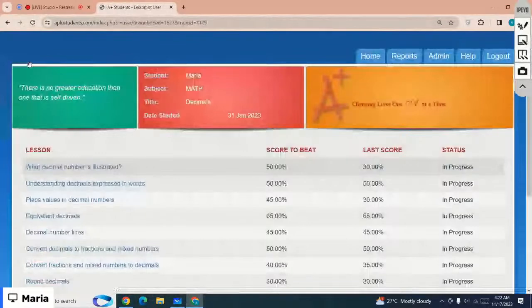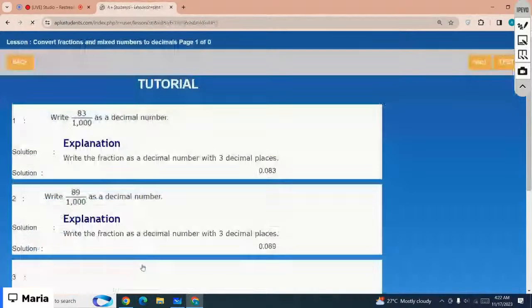Okay, we are done. The one we just finished is converting from decimals to fractions, right? Now we're going to see how to convert from fractions to decimals. Write 83 over 1000 as a decimal. This is very, very easy. You just do the opposite, right? You have to count the number of zeros. You have three zeros, right?